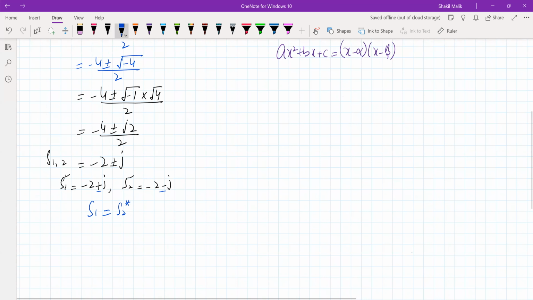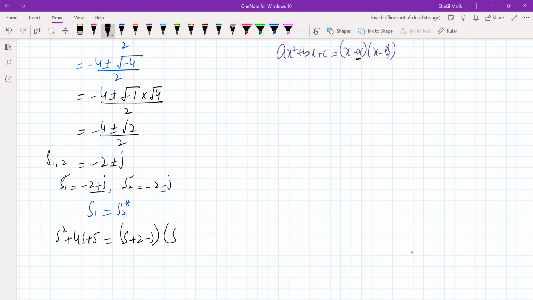So in other words, this s square plus 4s plus 5 can be written as s minus of this, so minus 2 minus j, right? When you say alpha, it is s minus alpha. If you say minus this, it will be s plus 2 plus j multiplied by s minus of minus 2 plus j, which will become s plus 2 minus j. So this is s square plus 4s plus 5, and you can express it as (s plus 2 minus j) (s plus 2 plus j).